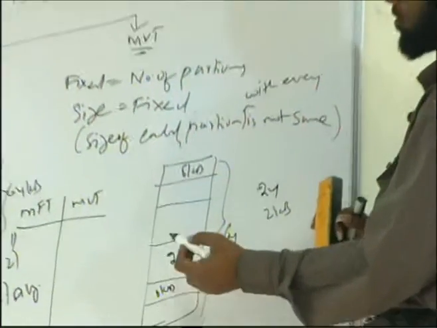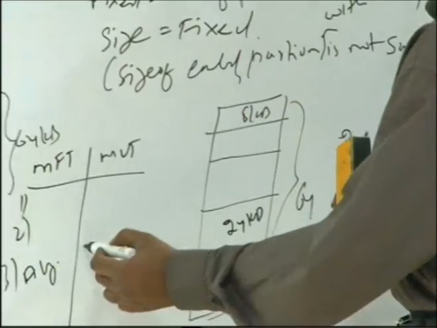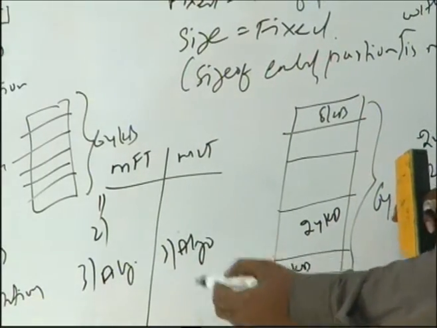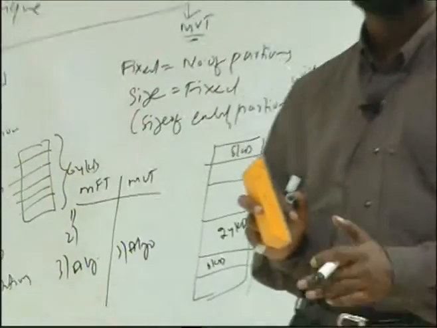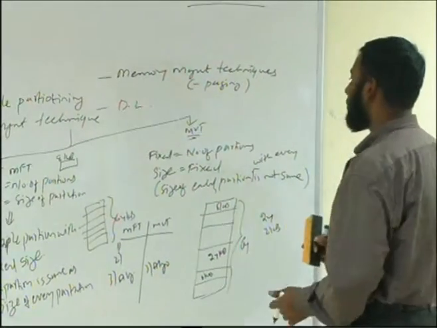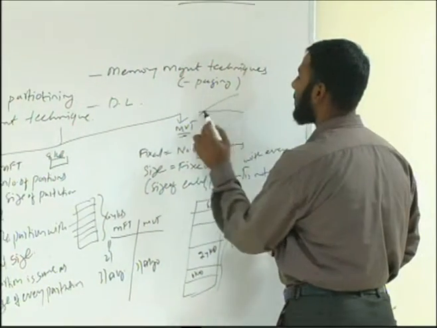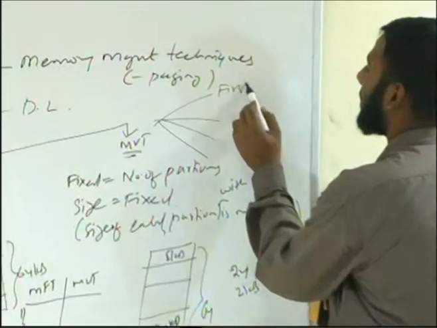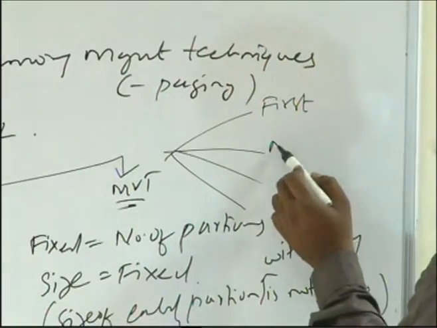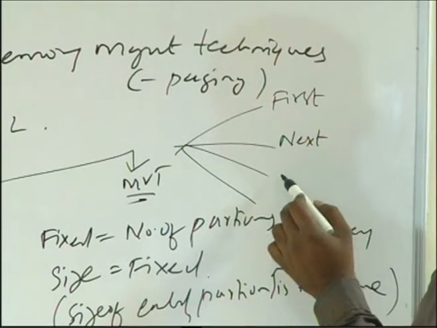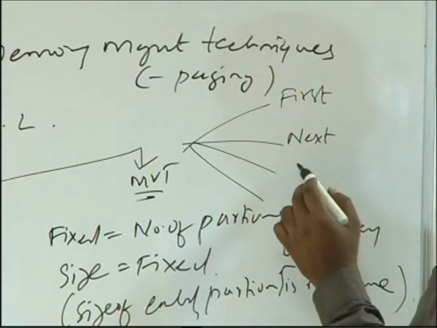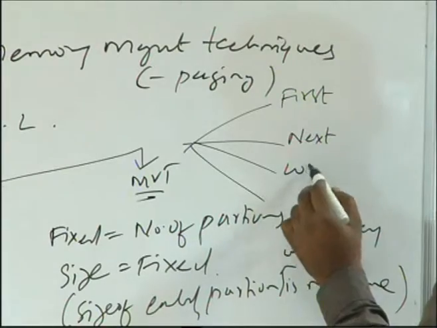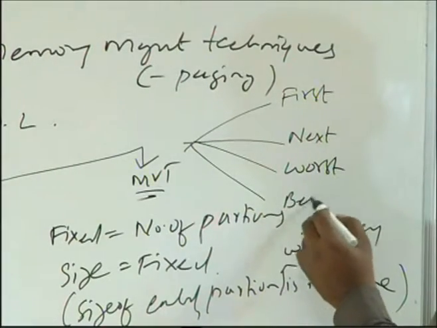So here we have to write algorithms. We need different algorithms for deciding which process to load into which part of memory. There are different types of algorithms that come here. One is called the first fit algorithm, another is the next fit algorithm, and then worst fit and best fit.